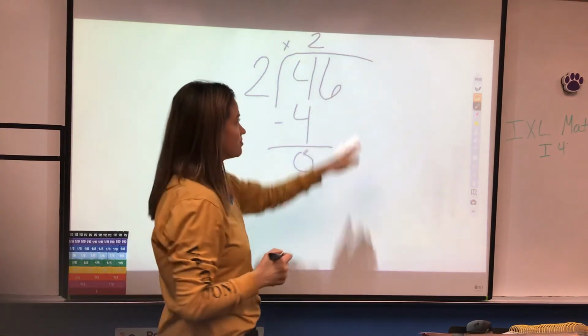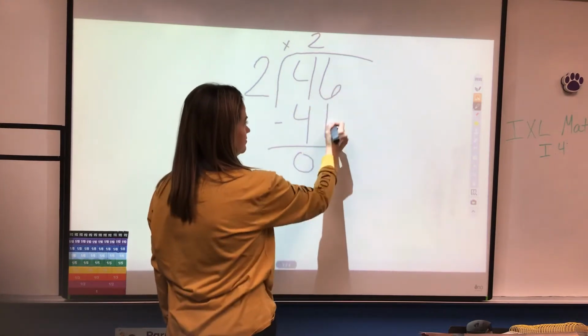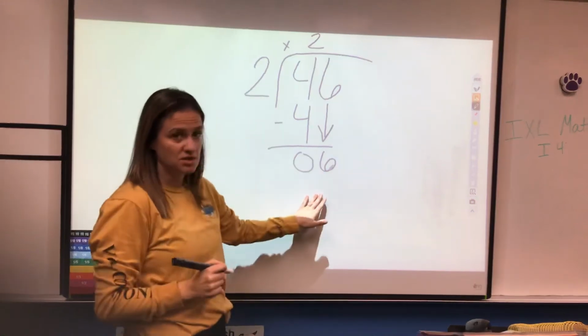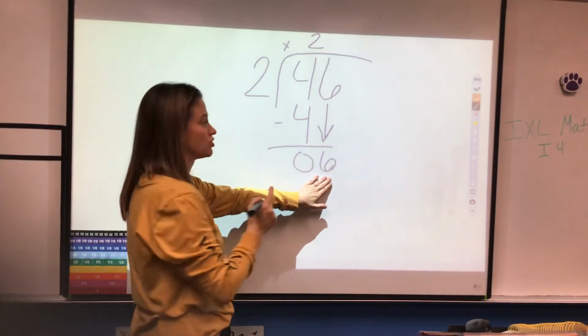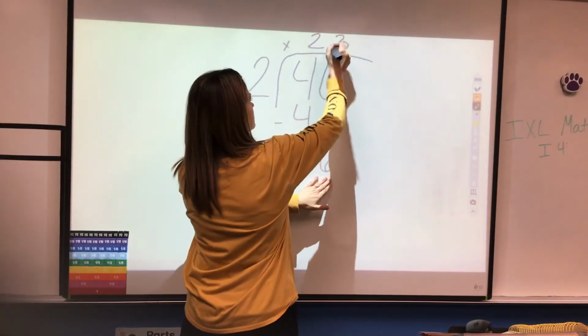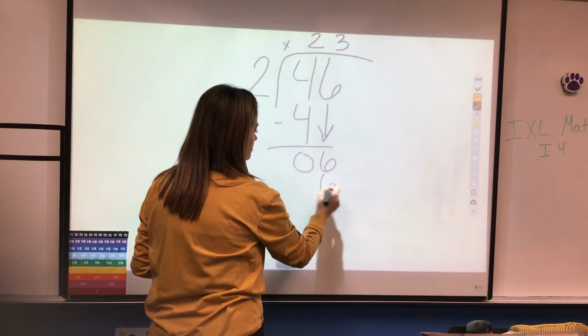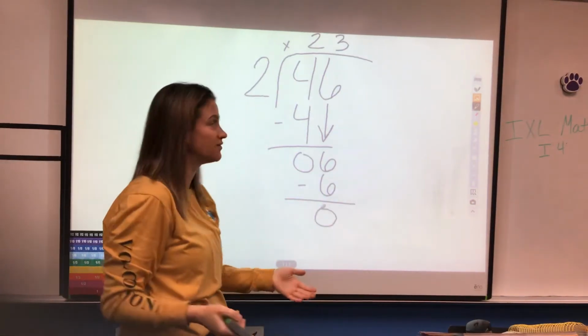Here's the new step. Now what do you do with the 6? You have to bring it down. So once you bring it down, now you can divide. 2 goes into 6. How many times? 3. So 3 times 2 is 6. And you get 0. It divides in equally.